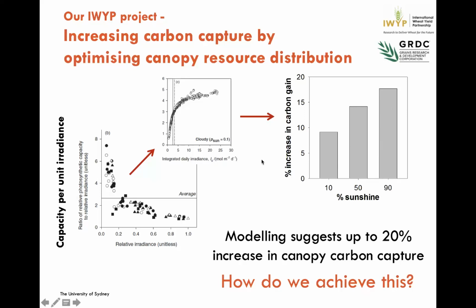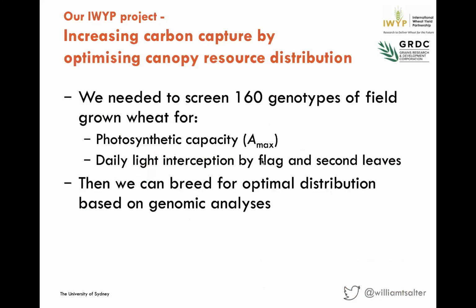But you're asking, how do we actually achieve this? Well, look, we set out to screen 160 genotypes of field-grown wheat for both photosynthetic capacity in flag and second leaves, and also the daily light interception by these leaves. From that, we'll put them together to look at how optimally the photosynthetic resources are distributed with regards to the light. And from that, we can do some genomic analysis like GWAS. And look, at the end of the day, we want to use these to breed for more efficient crops and increase the yield potential of wheat. That's what IWYP is all about.